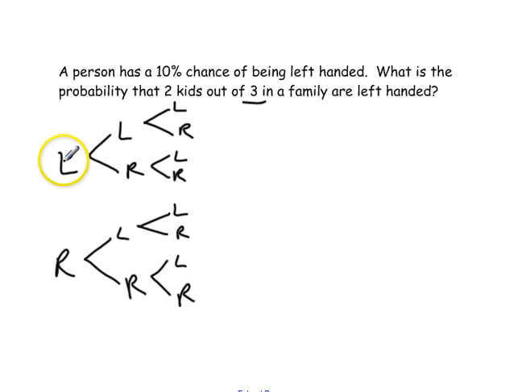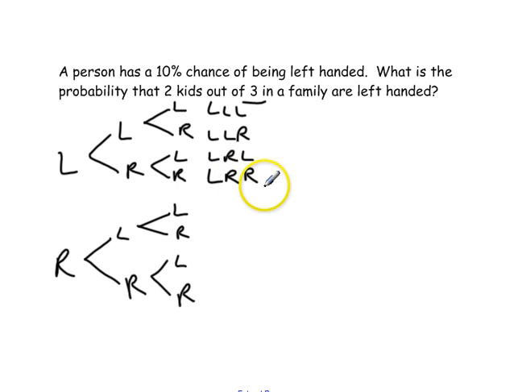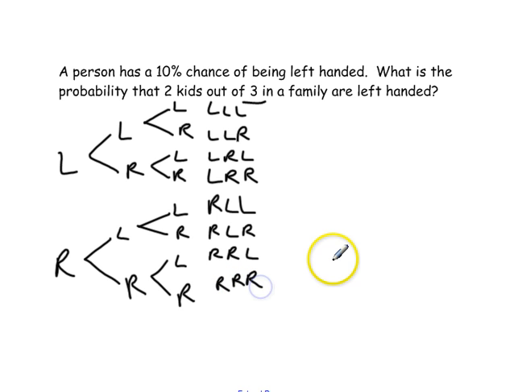So if we look at our tree diagram, we have left, left, left, or we have left, left, right. We could do left, right, left, or we could have left, right, right. So just to be sure we understand, this would mean that the first child was left-handed and then the next 2 children were both right-handed. Then if we continue making our list, right, left, left, right, left, right, right, right, right.